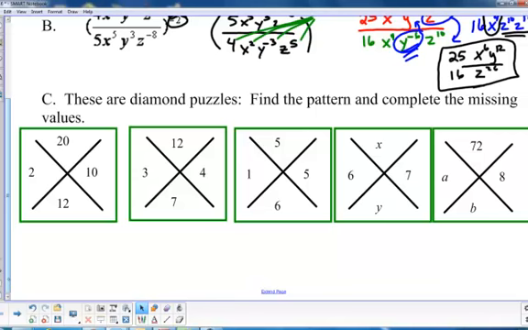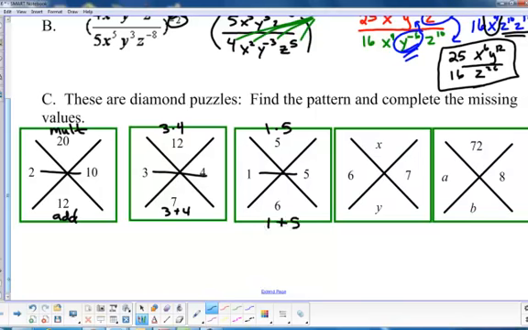All right, next up we have diamond puzzles, and we're going to find the pattern and complete the missing values. So this should again be 2 numbers that multiply to give you the top and add to give you the bottom. So that one works out. 2 times 10 is 20, 2 plus 10 is 12. 3 times 4 is 12, 3 plus 4 is 7. 1 times 5 is 5, 1 plus 5 is 6.